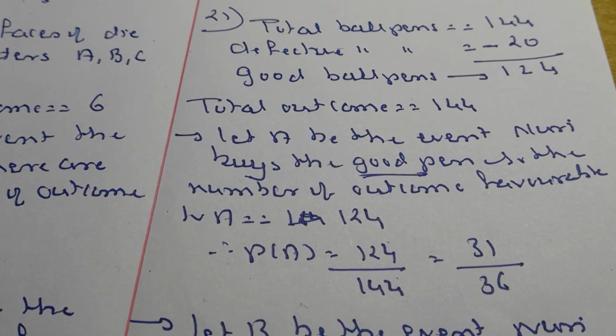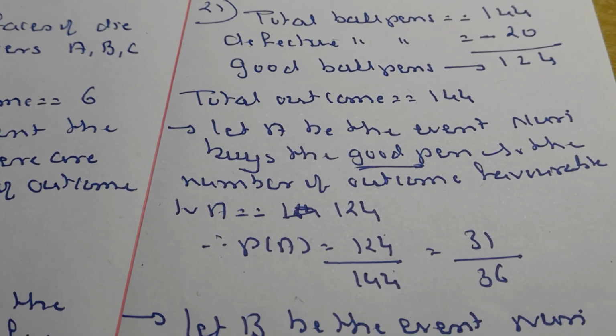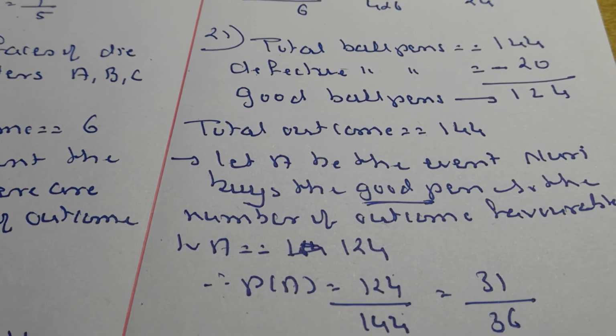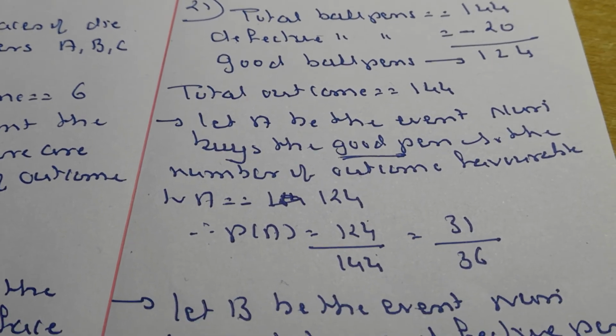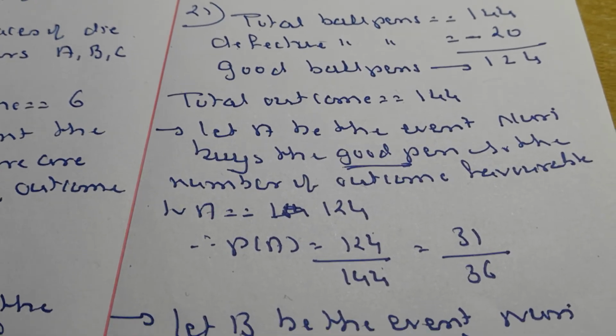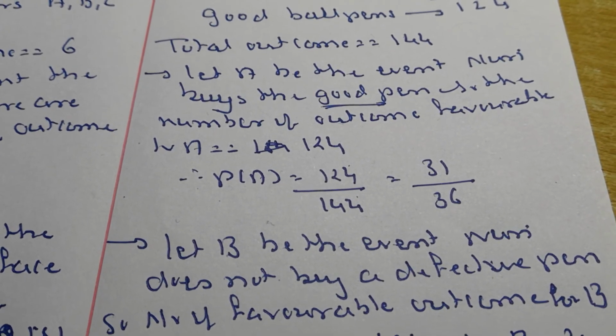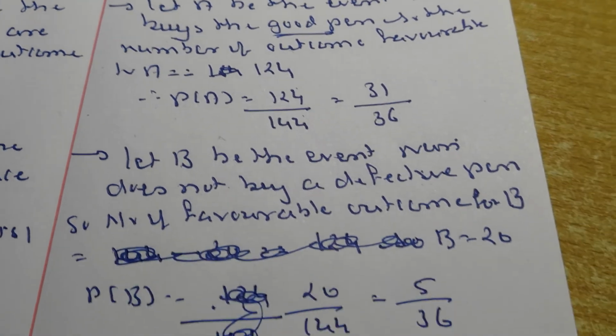Let A be the event that Nuri buys a good pen. Now dear friends, the number of good pens as we have found out is 124. So the number of outcomes favorable to A is 124. So P(A) is equal to 124 upon 144, which comes to 31 upon 36.